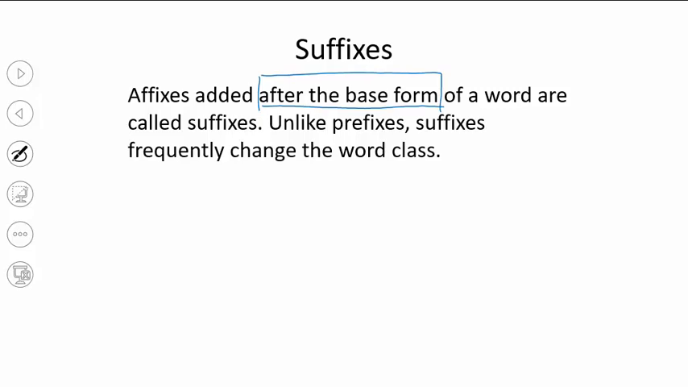Unlike prefixes, suffixes frequently change the word class. So suffixes can change the word class and the meaning of the word. Sometimes the meaning is the same, but the word class may change. So affixes added after the base form are called suffixes.